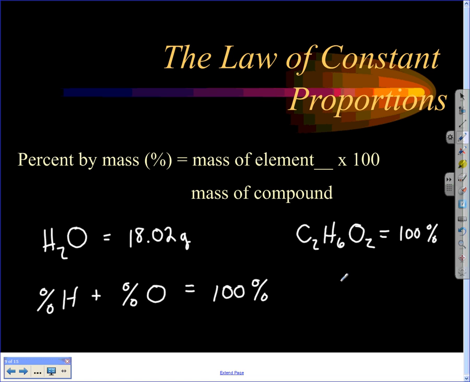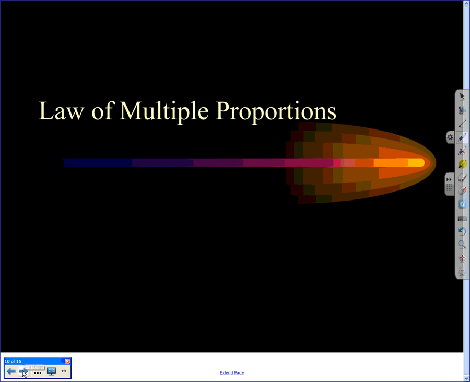When I come back, we will go over this percent by mass calculation, and then we will move on to the next law, which is the law of multiple proportions.